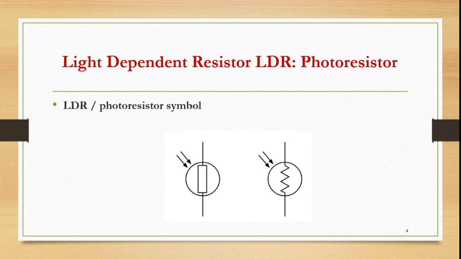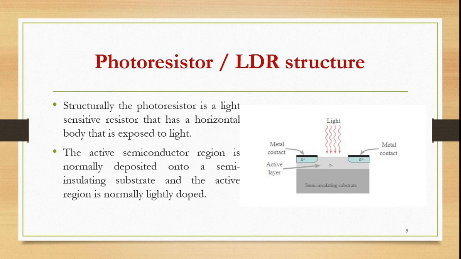These are the circuit symbols of the LDR or photoresistor. You can see a resistor symbol circled, and light is incident on it. So it is sensing the light and changes its resistance. According to the structure, you can see there is a semi-insulating substrate over which an active layer is there, and there are two metal contacts which have slightly higher doping than the active layer. The active layer is where all the light will fall and there will be a resistance change.